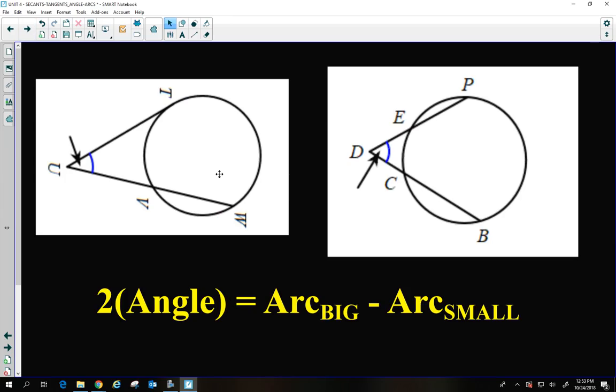And then the last relationship we have exists if we have one tangent line and one secant line, or we have two secants. And it's that 2 times the angle is equal to the big arc measure minus the small arc measure. So I'm going to do small arc in green for both of these. And I'll do big arc in blue.